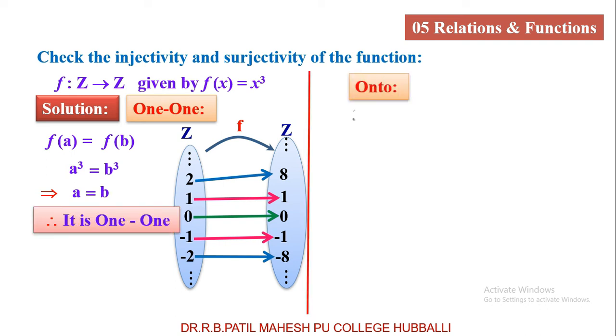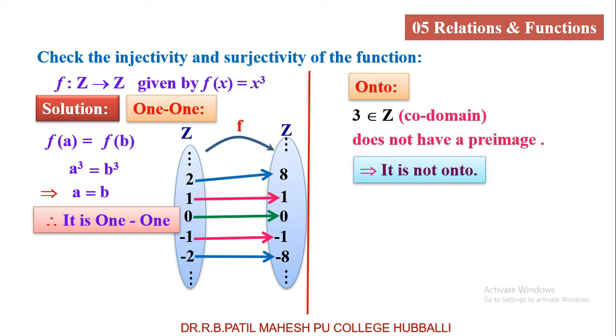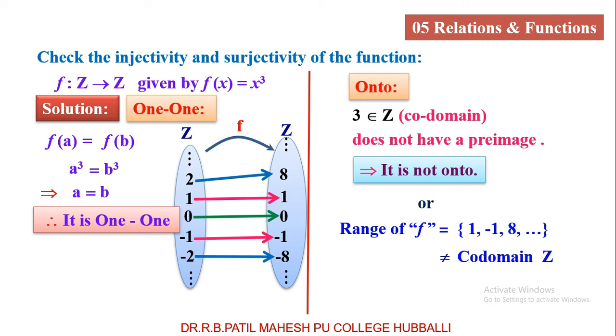Onto: the element 3 that is there in the set of integers, that is in the codomain, does not have a pre-image. Definitely 3 will not be an image. 3 doesn't have any pre-image. 3 is not an image. For this reason you can say the function is not onto. Or look at the range of the function. Look at the set of images: 1, minus 1, 8, like this it will be. Minus 8 also comes in the range and definitely it is not equal to the codomain, that is Z. The function is not onto.